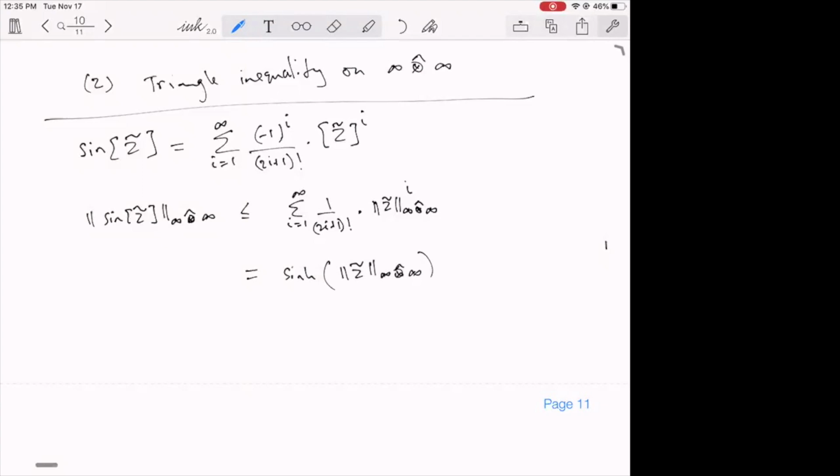Okay. Good. So that completes the proof. Sorry for taking so long, and sorry it's more algebraic and not filled with intuition.